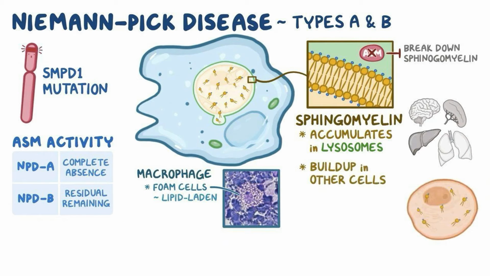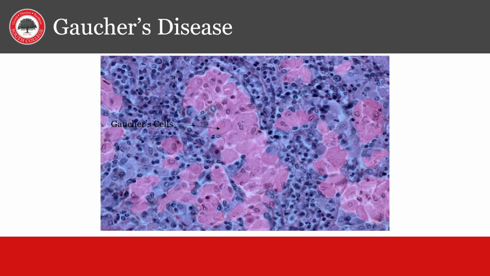Niemann-Pick has 2 types and results from the lack of breakdown of sphingomyelin from ineffective lysosomes. Seen here are the glucocerebrosides accumulating in the macrophages. These are called Gaucher cells. Stained in pink are characteristics of Gaucher's disease.